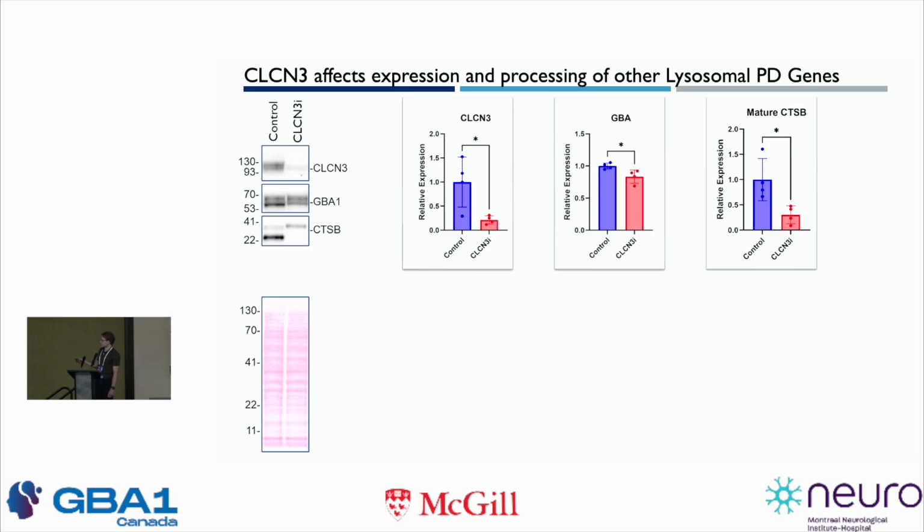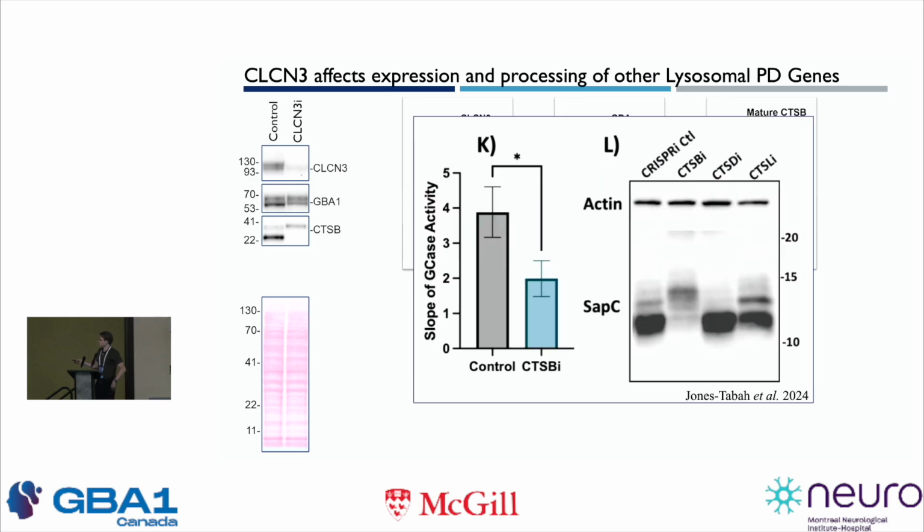And so why is this interesting? Well, previous work in our lab showed that when you knock down CTSB, you see a reduction in GCase activity. And this is because cathepsin B is expected to cleave prosaposin into saposin C, which is a co-activator of GCase.